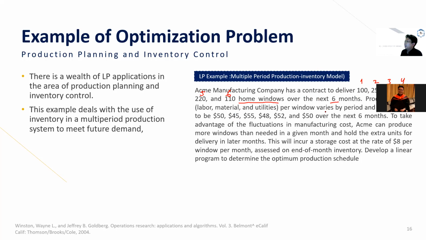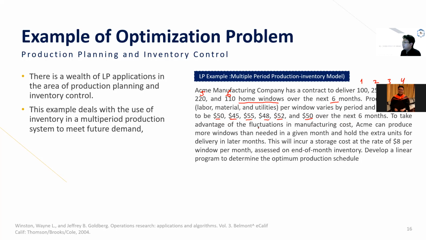And they need to consider the production costs, including labor, material, and utilities for each Window. Based on their prediction, the production costs for the next 6 months are 40, 50, 45, 55, 48, 52, and the last month is 50.